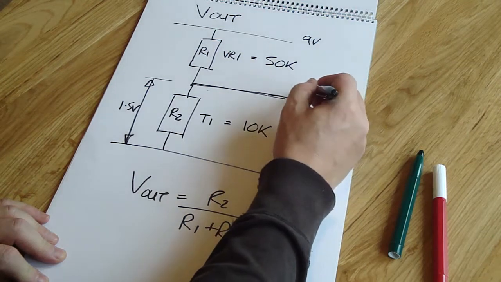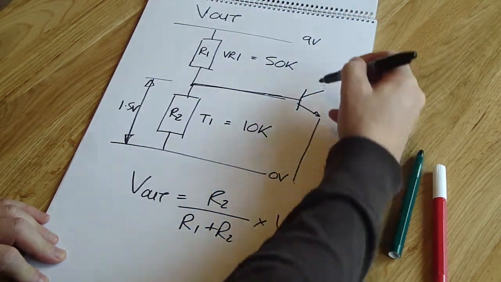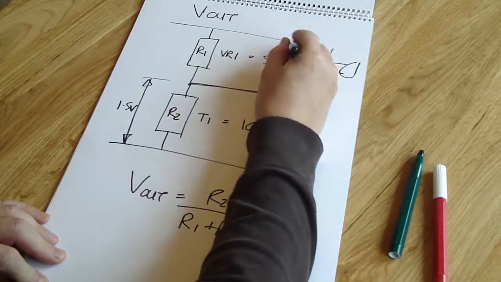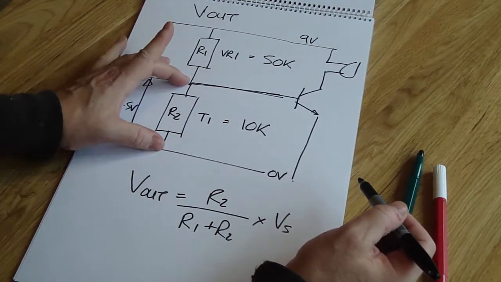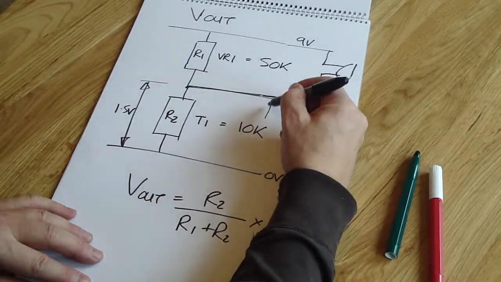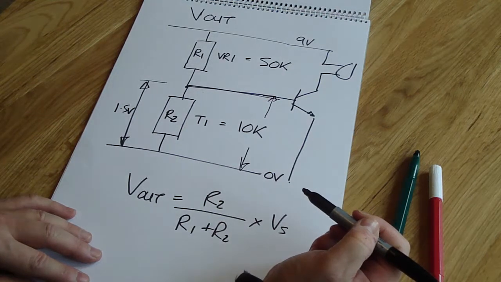If we were to put a transistor just here, connecting that up, and perhaps putting a buzzer just there, connecting that up, 1.5 volts is across that resistor. That means the 1.5 volts is there. So this means that the 1.5 volts is here. So therefore the transistor is on.